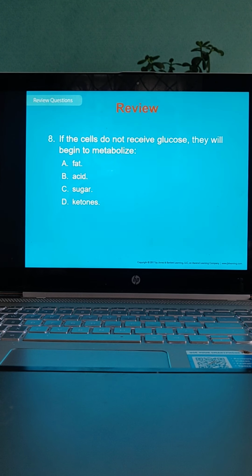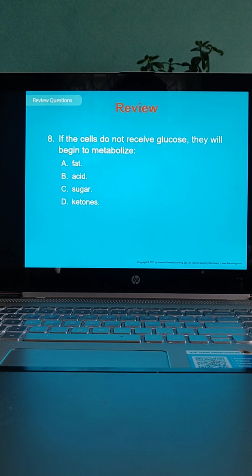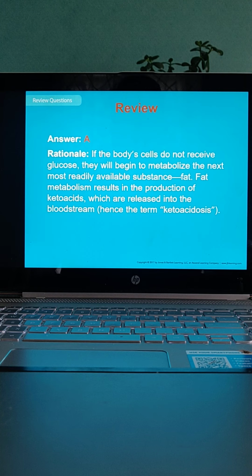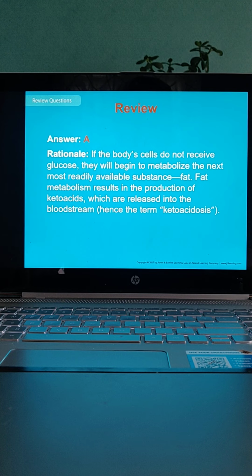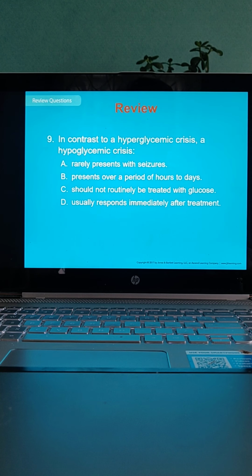I'm sorry. Number 8. If the cells do not receive glucose, they will begin to metabolize what? Fat, acid, sugar, or ketones. If the cells do not receive glucose, which is a fuel, they will begin to metabolize what? Fat. Start burning fat, creating acid waste, which is called ketones, and then your body is going to start having fruity breath, and your body's going to say start breathing fast and deep, and those are called Kussmaul respirations.